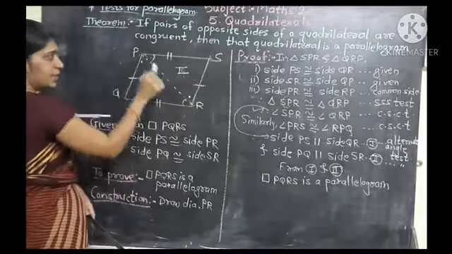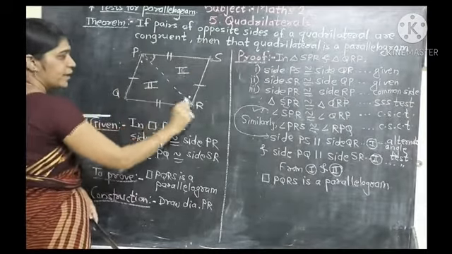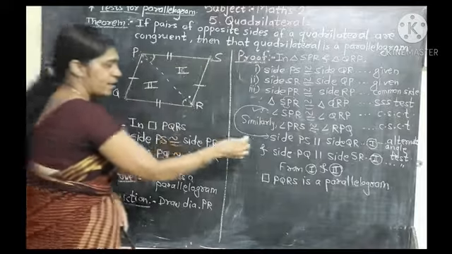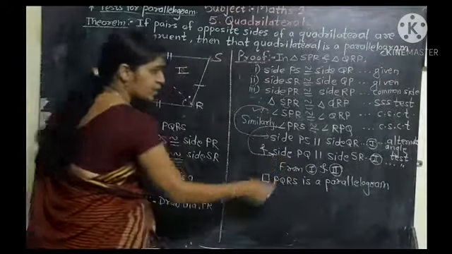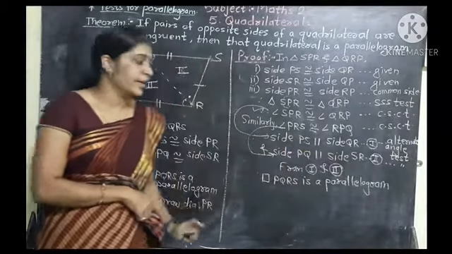Okay, see here, these two lines have a congruent alternate angle. Therefore, these two lines are parallel. From this we write side PQ is parallel to side SR because of the alternate angle test.